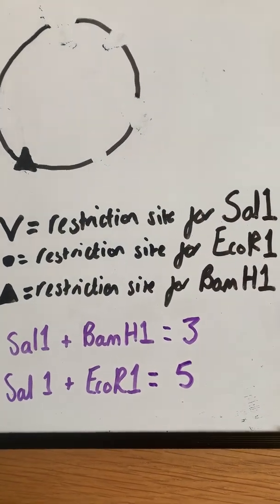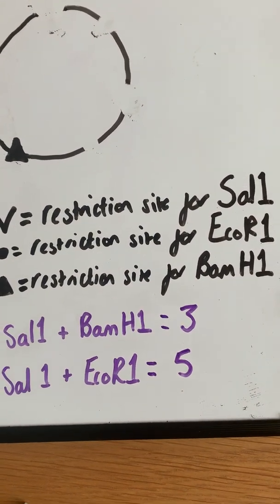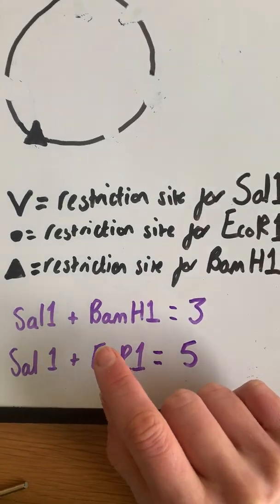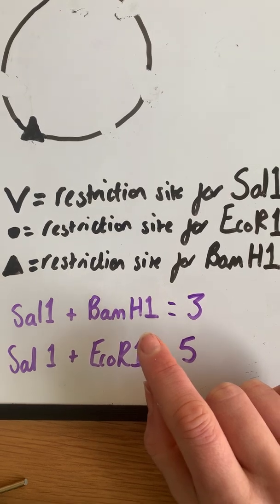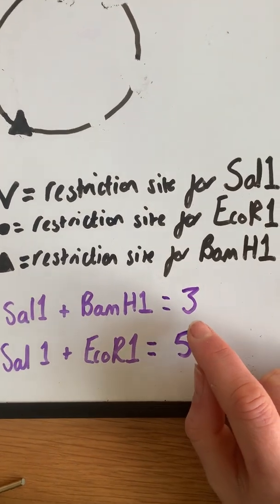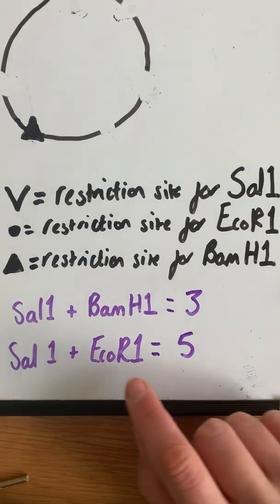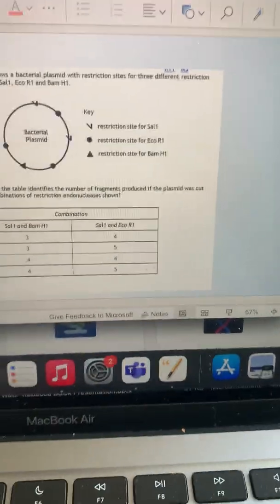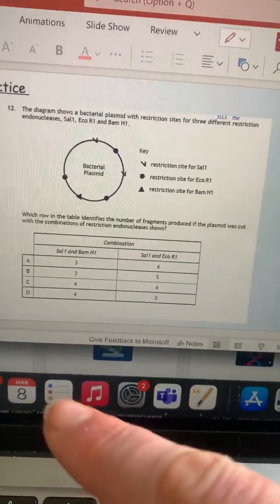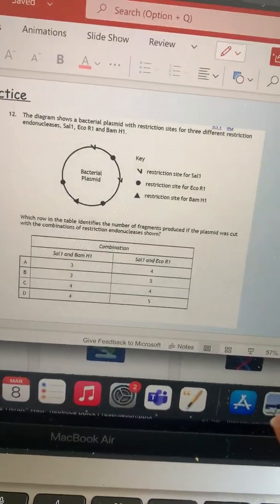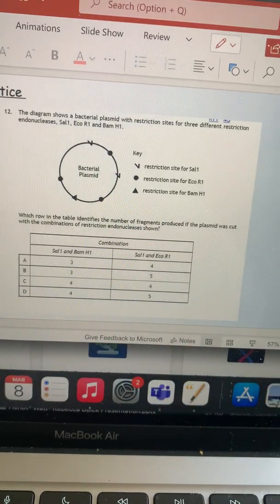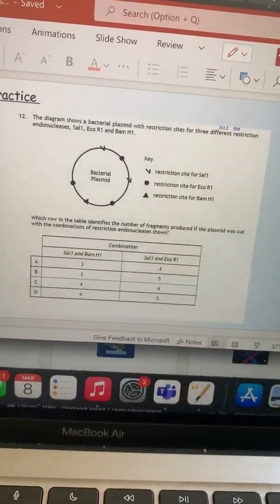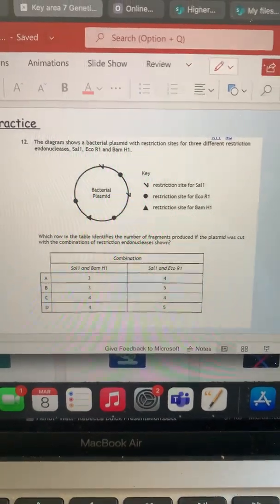Now, if I look back at my table on that PowerPoint, I'm looking for a correct answer that says that the combination of SalI and BamHI gives 3 fragments, and SalI and EcoRI gives 5 fragments. So if I look for that, I'll look at my table. I'm looking for SalI and BamHI to be 3, so that can be A or B, and then SalI and EcoRI to be 5. So that's this one here, so the answer has to be B.